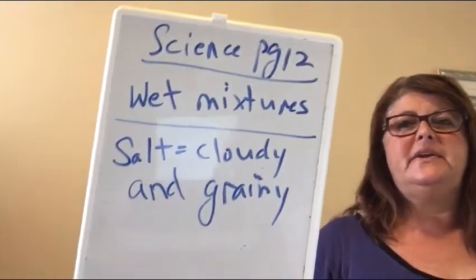We're doing page 12. We are doing observations of our wet mixture. So our salt is going to be grainy and cloudy. So for science, page 12, I'm going to say the wet mixtures. On our chart, the salt is cloudy and grainy. The salt is cloudy and grainy.